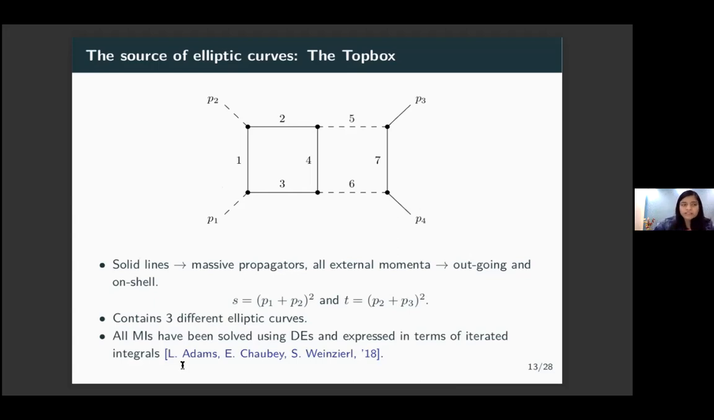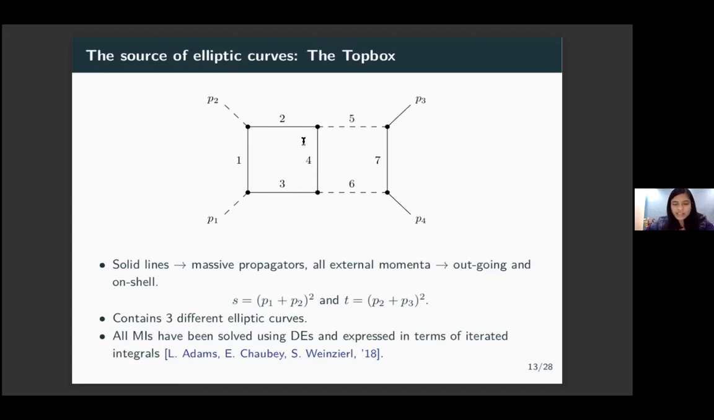Now, you might say, why do you say there are 3 elliptic curves? How can that happen? So this is one diagram. If you pinch a diagram, by that I mean, if you, for example, just remove this propagator, you will see that these basically shrink. And if you keep doing that, these are all the subtopologies which contribute to this system, which you need to solve this top box.